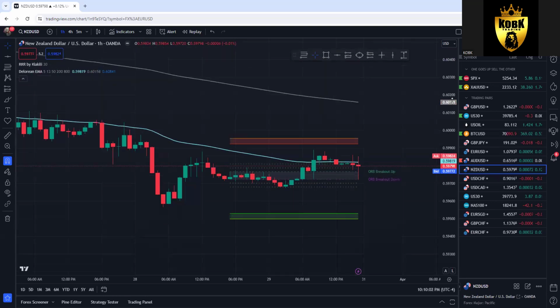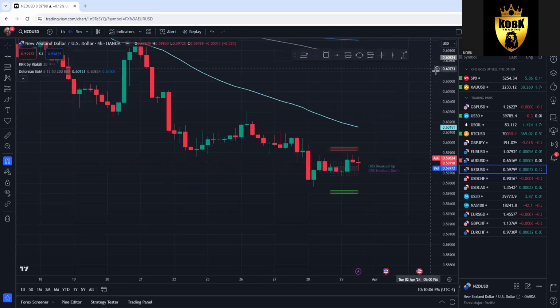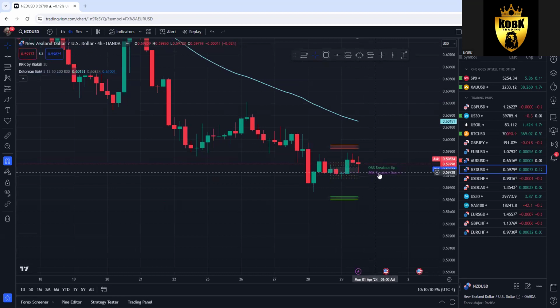We got aqua, we got gray, we have blue, and then we have aqua, gray, blue. We are pushing it down. We already had a breakdown, but it didn't continue, so we will mark this a sell.